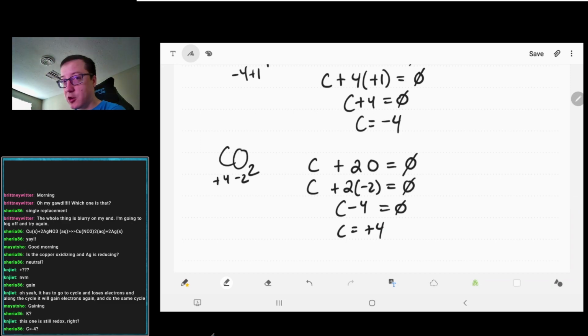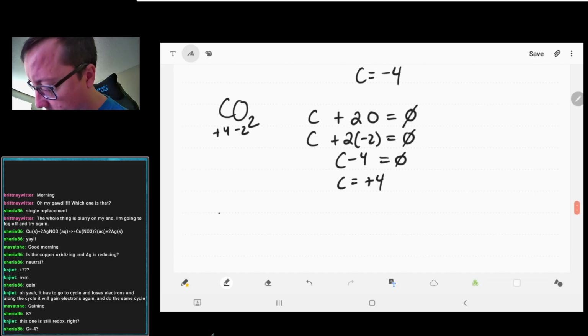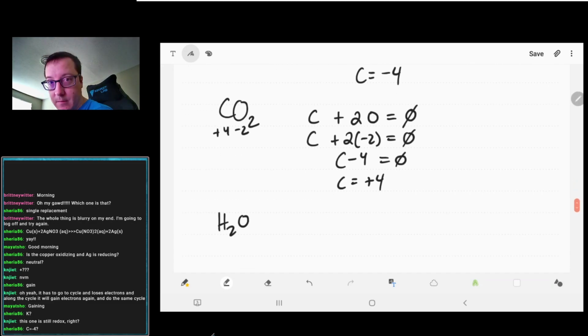Remember, these are not charges. We don't have C4 plus and O2 minus here. These are covalent compounds. They're shared. It's not ionic. But we're going to see what these are going to mean for us in just a little bit. Let's just do one more by itself. One more compound, that is. And then we'll go ahead and look at some reactions. We'll do two compounds, actually, because I want to show you something.